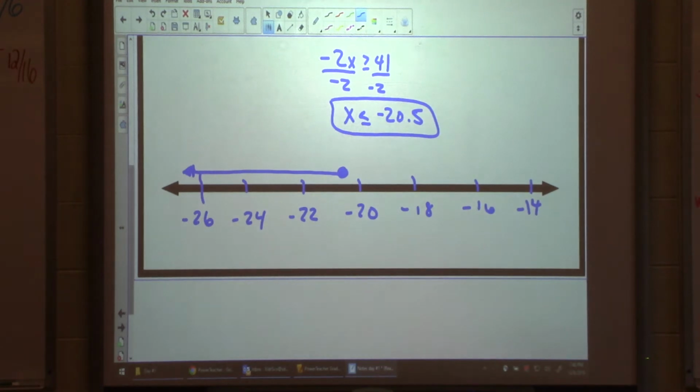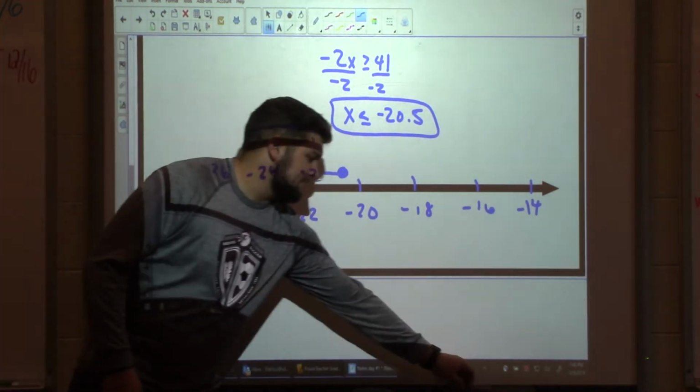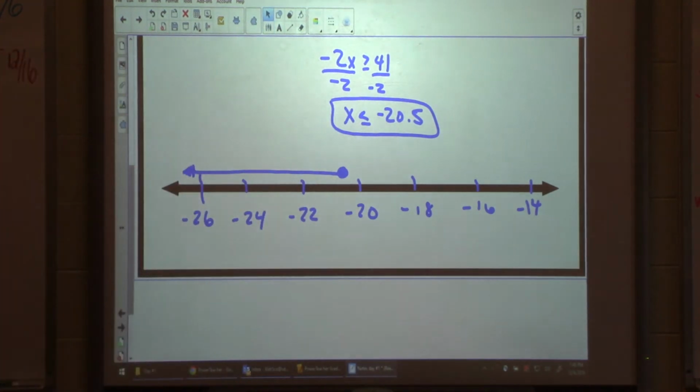It's not right. Your graph's not right. Hey, you guys check your answer when you're done.